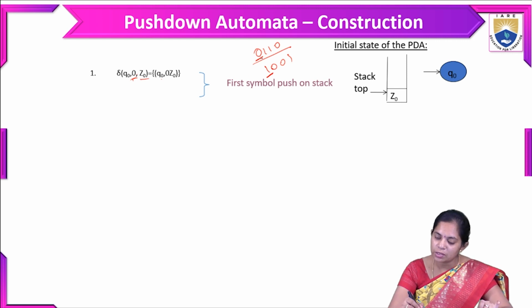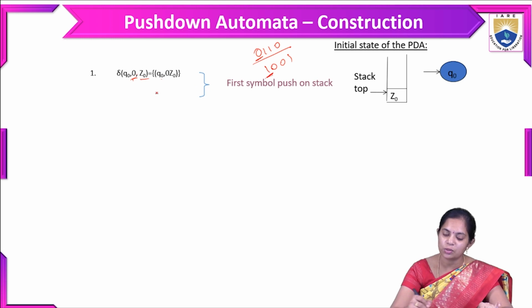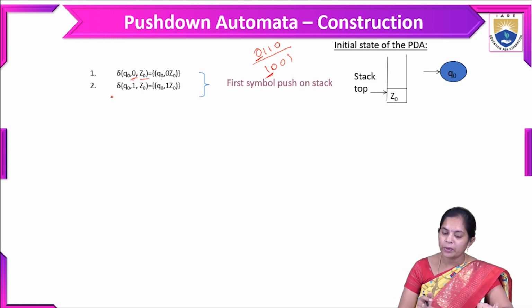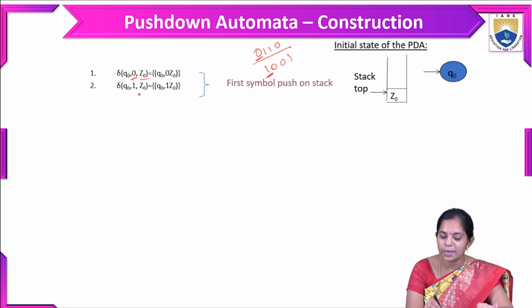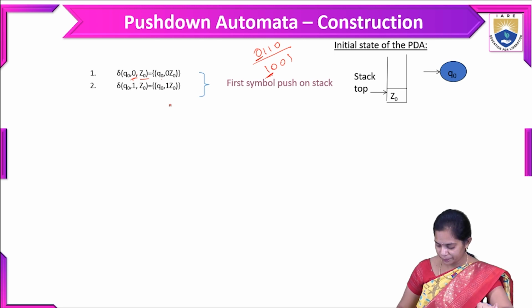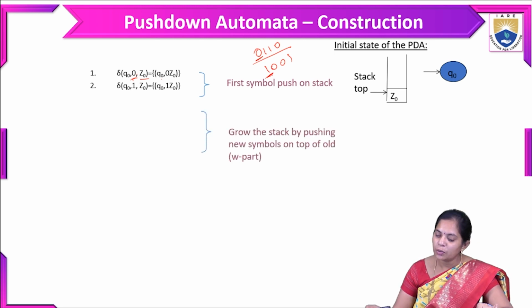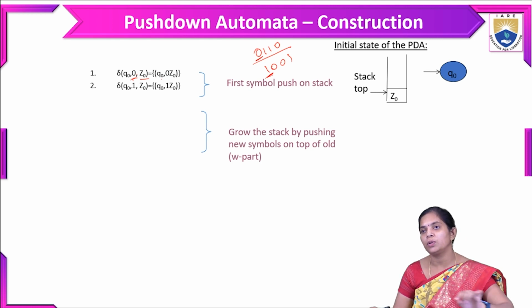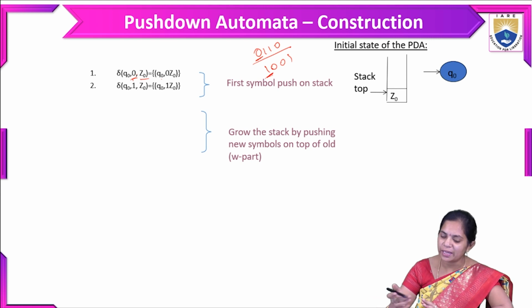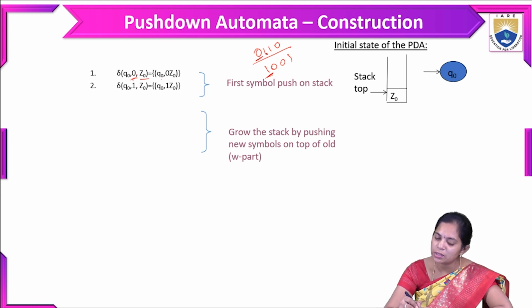So here 0 is one situation and 1 is the other situation. And for 1 we have to take 1 as an input symbol, and Z0 is the top of the stack symbol. So 1 is also going to be pushed, and we grow the stack by pushing the new symbols on top of the old W part. So in case any input symbols are there, here 0, 1. How many are there in this W part?